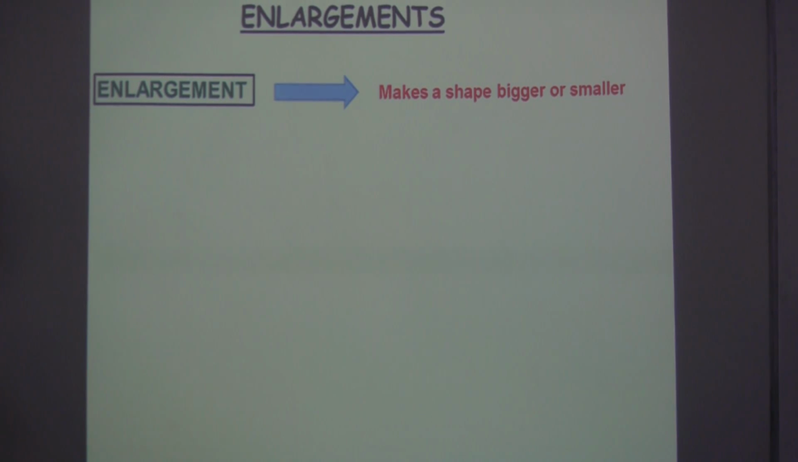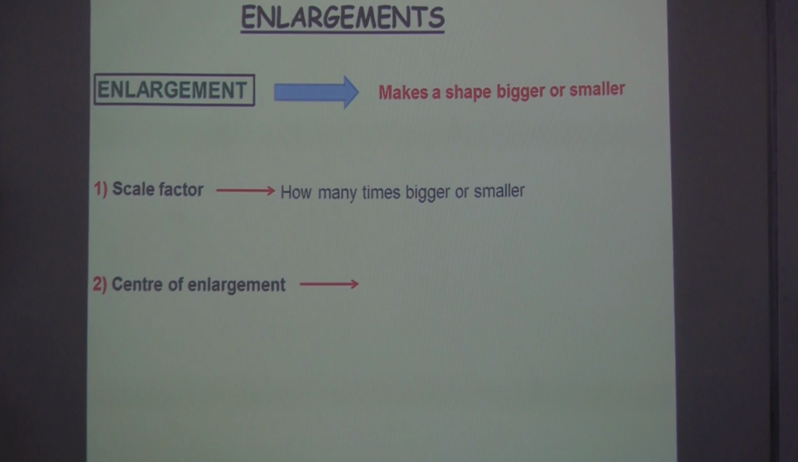It can also get smaller. Okay, 2 things you need to know about this. The first one is scale factor, and this means by how many times your shape is getting bigger or smaller. And your center of enlargement. Just like rotation, we have center of enlargement as well, and this is where you start enlarging your shape from. Okay. Likewise, if you don't quite understand what that means, don't worry. With examples in class, it will become much clearer.